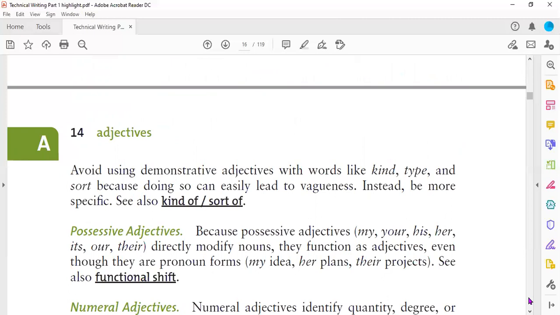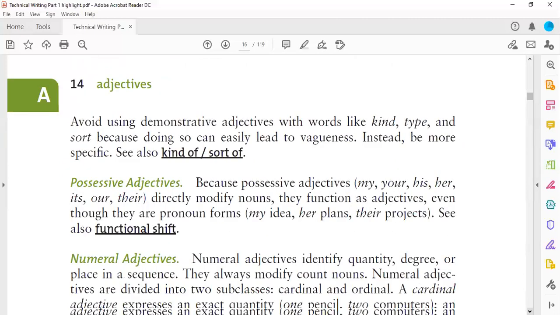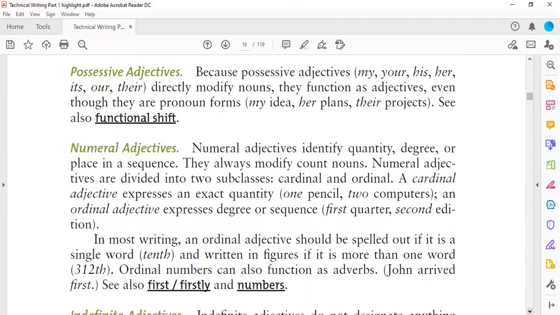Okay, possessive adjectives. Possessive adjectives, my, your, his, her, its, our, and their, directly modify nouns. They function as adjectives, even though they are pronoun forms. My idea, her plans, their projects. Now, when I say my idea, my is a possessive adjective. It's an adjective, but it tells us that there is possession of something, that you possess this idea, that this is your idea, her plan, their projects.